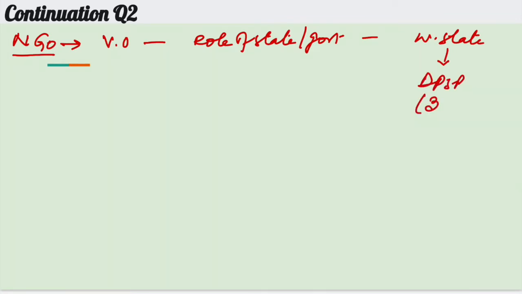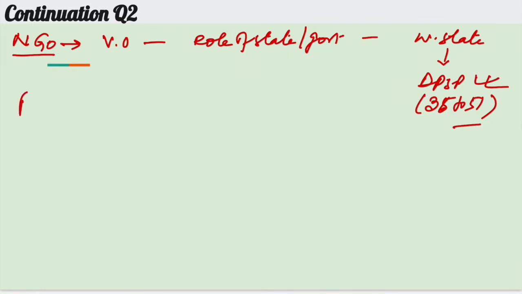under Articles 36 to 51. Okay. Now, this will give a comprehensive and holistic understanding of any question with respect to NGO, because now you are linking the question with a part of your Constitution.